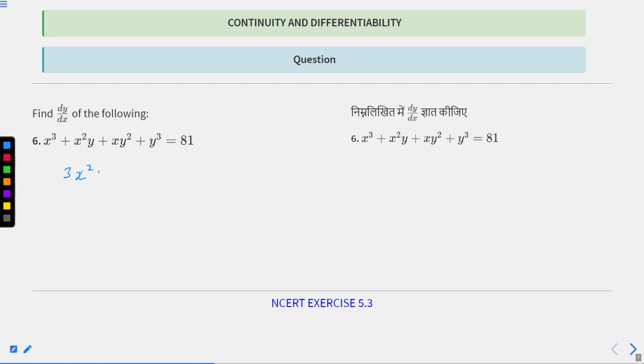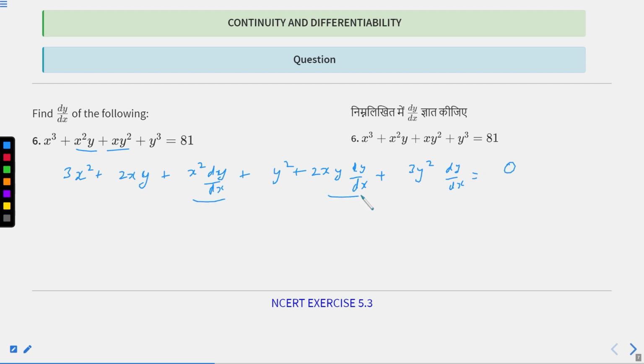So 3x square plus 2xy plus x square dy over dx. Here I have used the product rule. I differentiate this thing and this stays untouched, then I differentiate the other thing and this stays untouched. Now again the product rule: y square plus x times 2y dy over dx, plus 3y square dy over dx, and the derivative of the constant is 0.